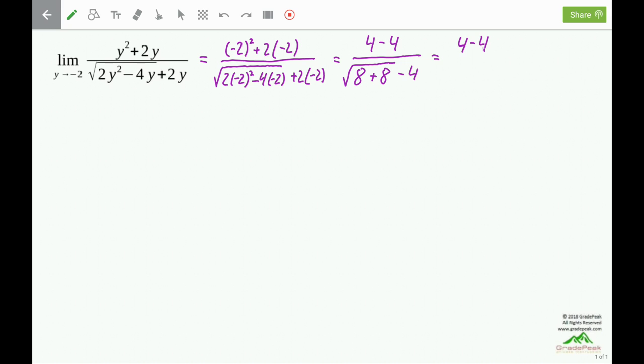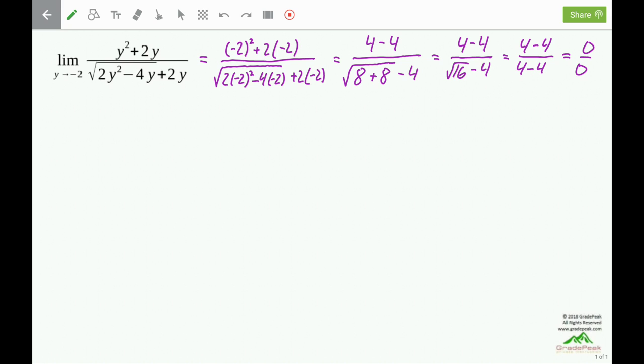So we have 4 minus 4 divided by the square root of 8 plus 8 is 16, and then minus 4. So 4 minus 4 over the root of 16 is a 4 minus 4. In the numerator, 4 minus 4 is 0. In the denominator, 4 minus 4 is also 0. So we have the 0 over 0 indeterminate form. We will have to rework this.